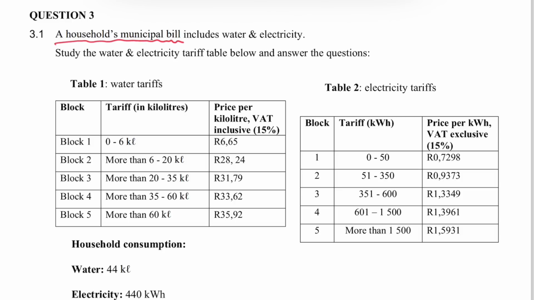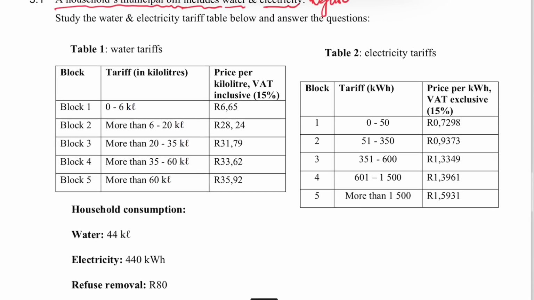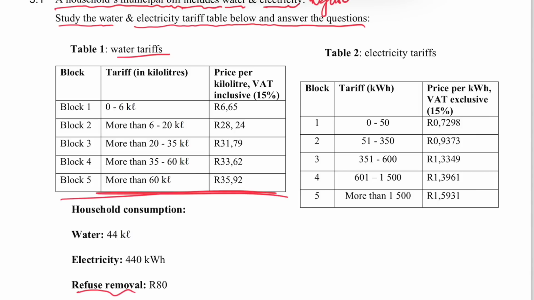It's a household municipality bill that includes water and electricity and refuse, guys. And refuse is the refuse removal, which is the rubbish, right? Study the water and electricity tariff tables below and answer the questions. Guys, table 1 is the table for water tariff. You use this table for water, and then table 2 is for electricity.